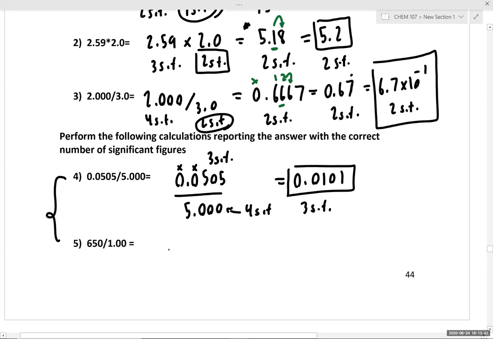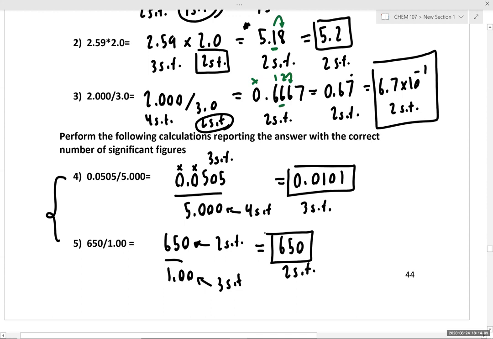Let's look at this next example where we have 650 over 1.00. 650 has 2 significant figures. 1.00 has 3 significant figures. So then, our final answer must have 2 significant figures. We punch this in our calculator. We get 650, which matches our 2 significant figure requirement.